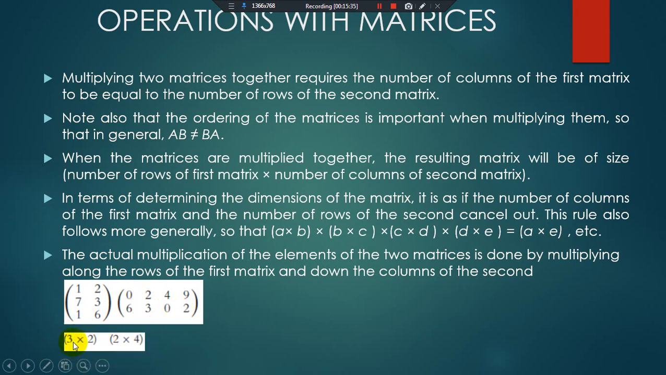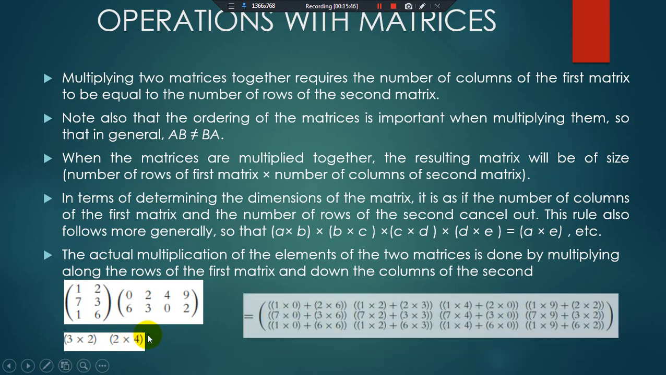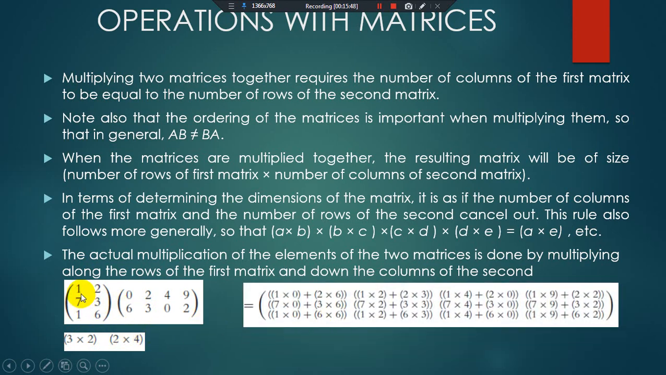Here we have a 3 cross 2 and a 2 cross 4. Here we have 3 rows with 2 columns. Here we have 2 rows with 4 columns. So let's see the multiplication of this. 1 multiplied by 0, 2 multiplied by 6, and then 7 multiplied by 0, 3 multiplied by 6, 1 multiplied by 0, 6 multiplied by 6. So like that you have to multiply each row with each column separately.